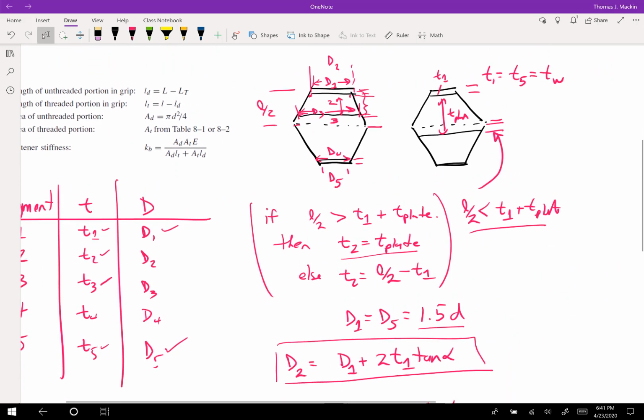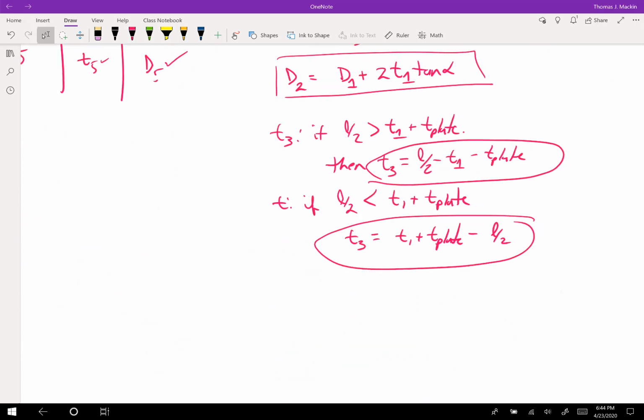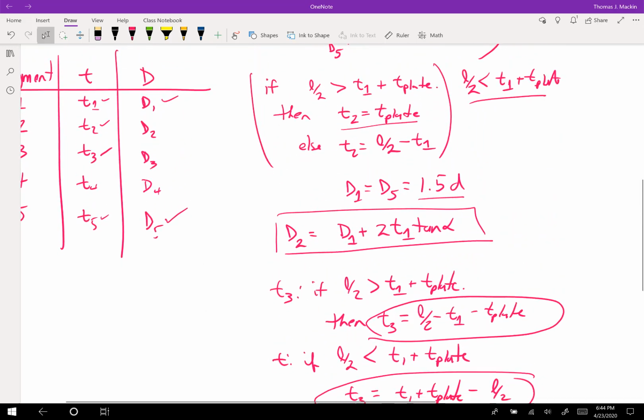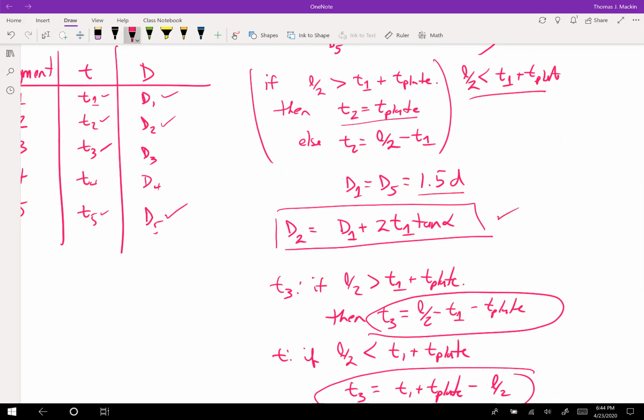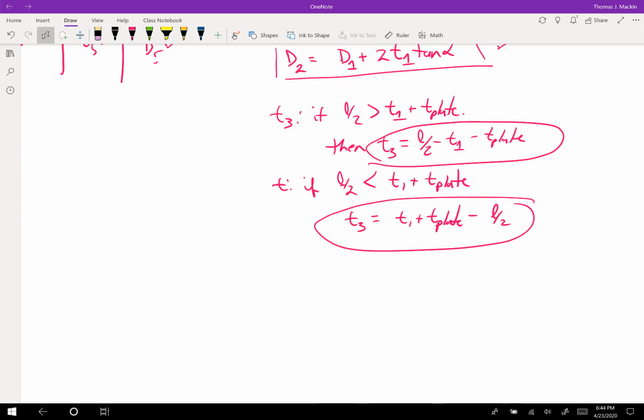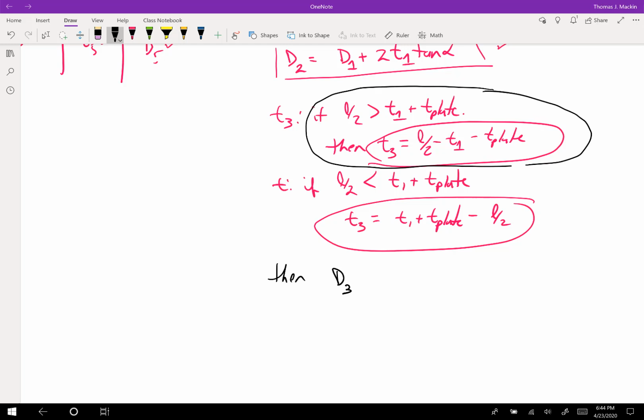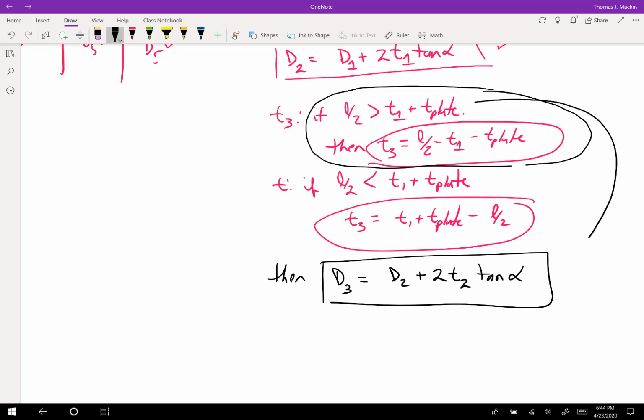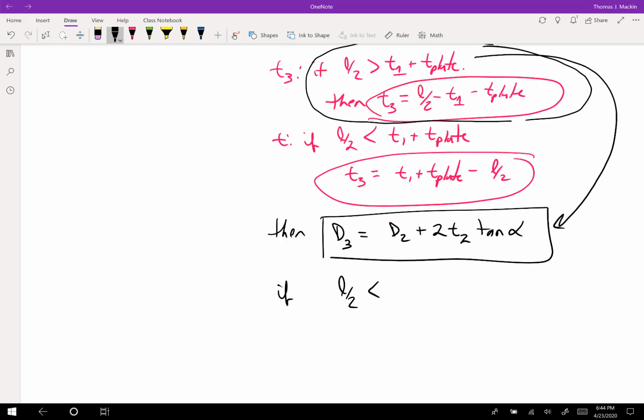Now we also have to figure out what D3 would be. We figured out what D1 and D2 were. This is the D2 equation here. Under the conditions here, if L/2 is greater than the thickness of the washer and the top plate, then D3 would just be equal to D2 plus twice the thickness of the top plate, that's T2, times tan alpha. That's pretty straightforward. So that's true under this condition, if L/2 is greater than T1 plus T plate.